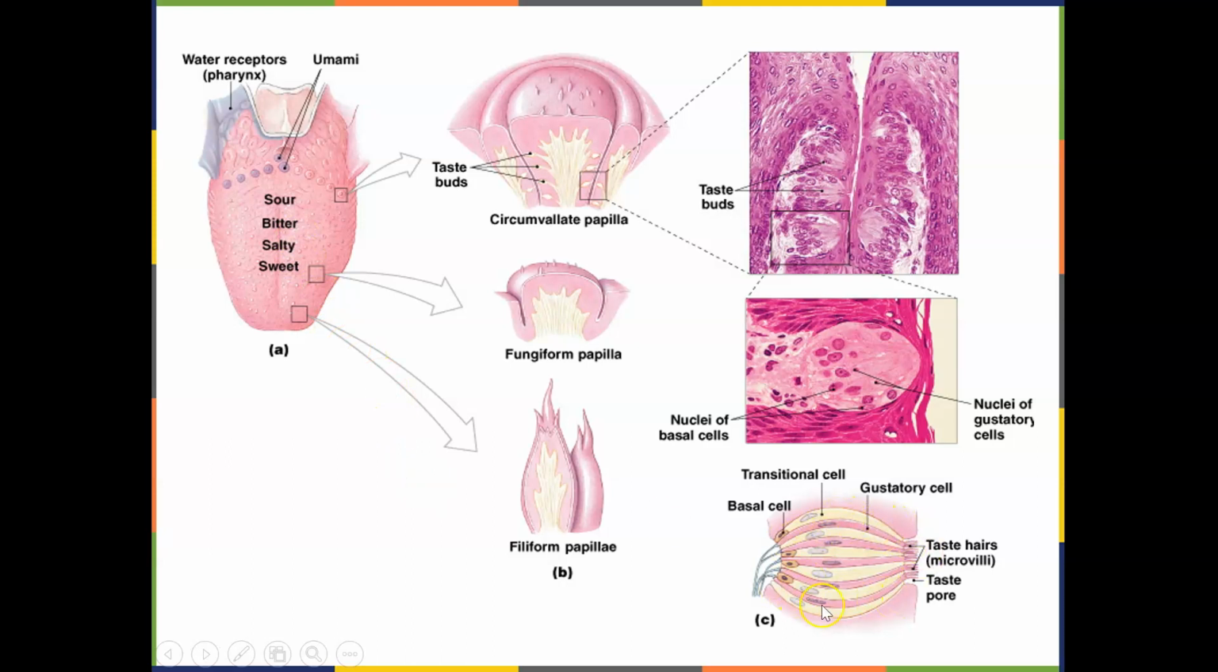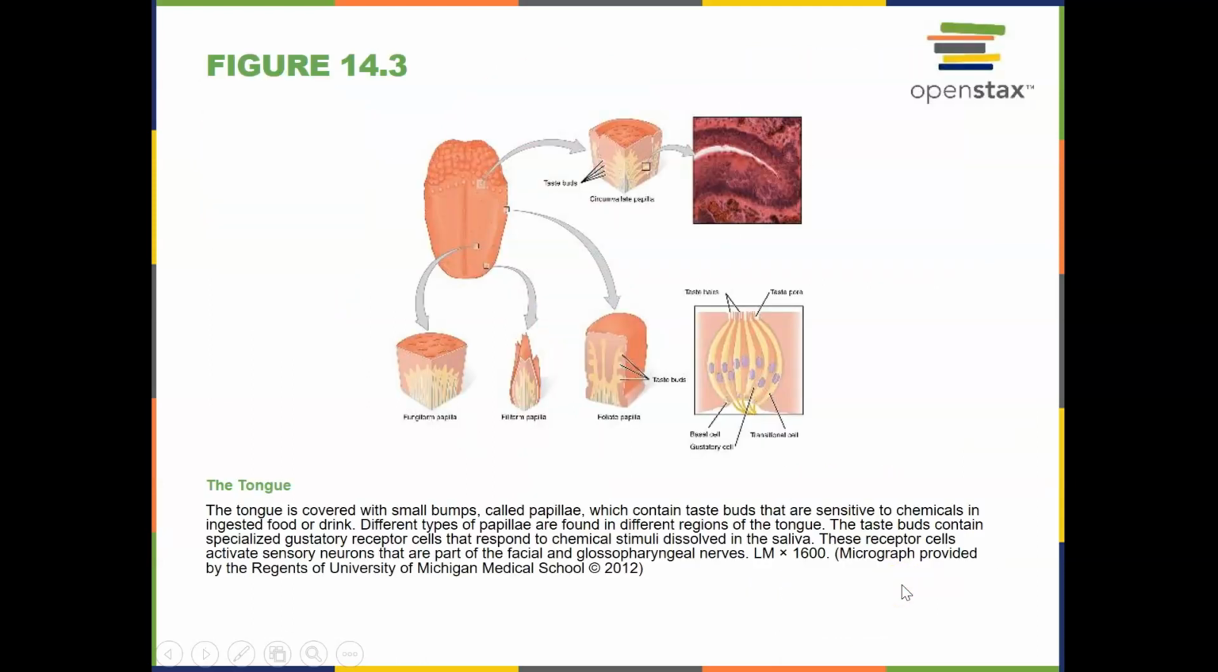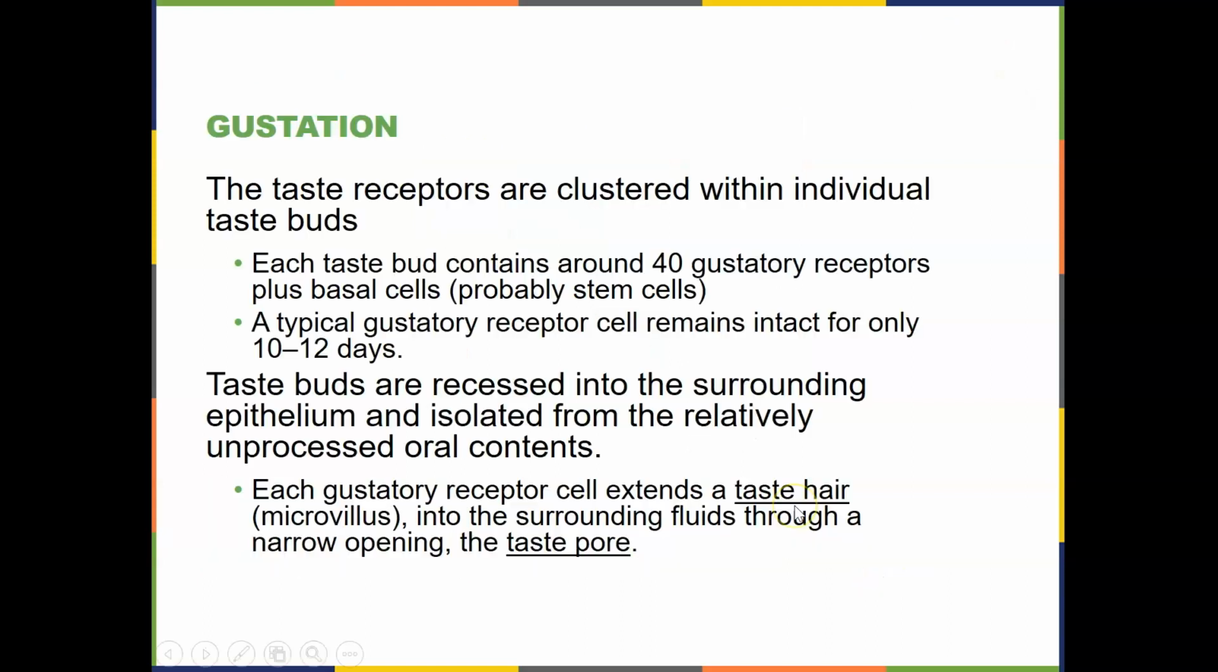You typically shouldn't be finding them in the same taste bud though. All these gustatory cells should be tasting the same thing. So if this was a sweet gustatory receptor, all of these would be tasting sweet. And so here's another picture from your book showing you the fungiform and so forth papillae, and the organization in the tongue. So taste receptors are clustered within the taste buds. You typically have about 40 of these receptors in a given taste bud. And again, one taste bud tastes one flavor, I guess you would say, salty, sweet, or so forth.